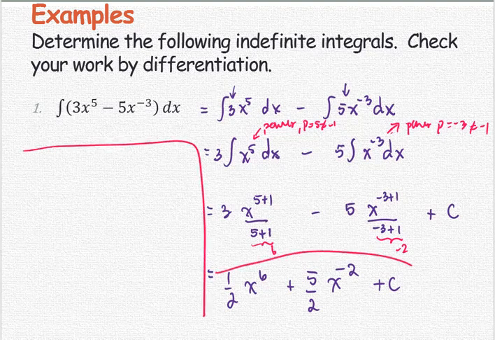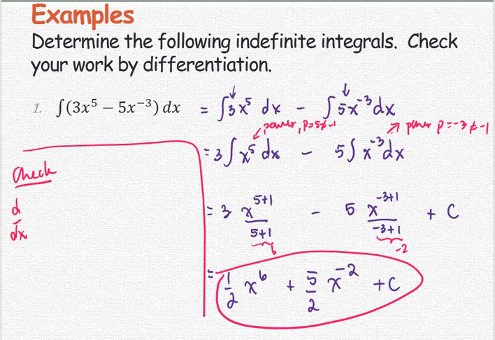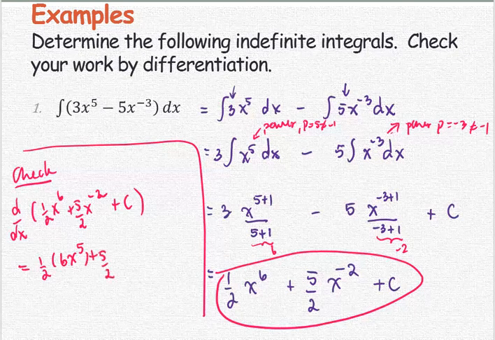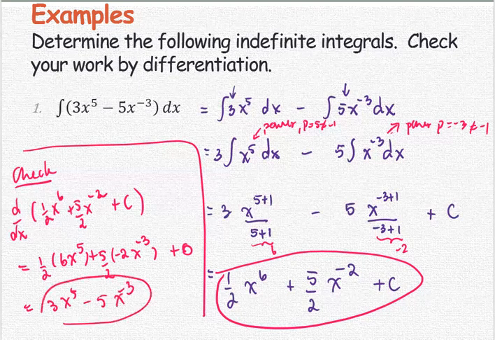And to check the work, the derivative of 1/2 x to the power 6 plus 5/2 x to the power negative 2 plus c equals 1/2 multiplied by 6x to the 6 minus 1, or 5, plus 5/2 times negative 2 x to the negative third, and then plus 0 for the derivative of the constant. Simplify to get 3x to the fifth minus 5x to the negative third, which is the same as the integrand.